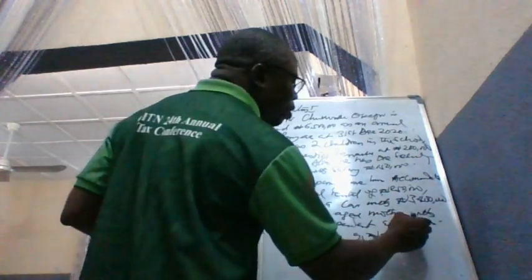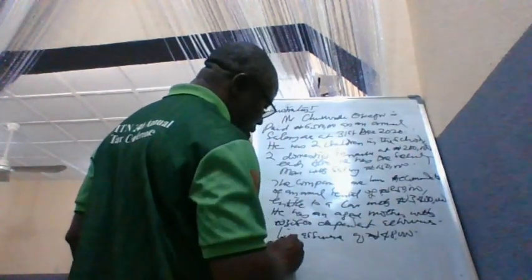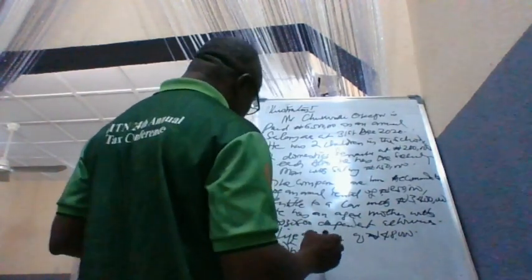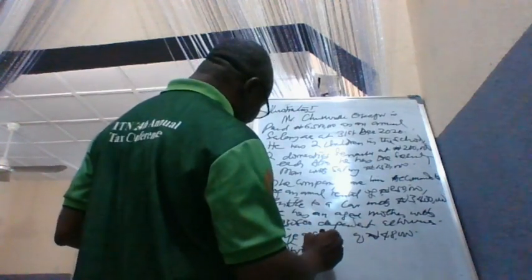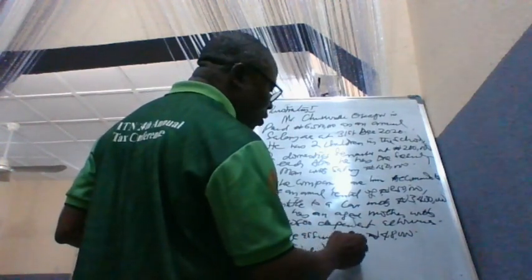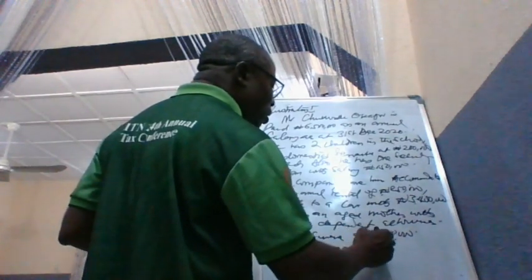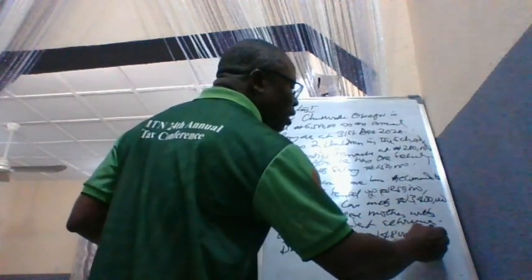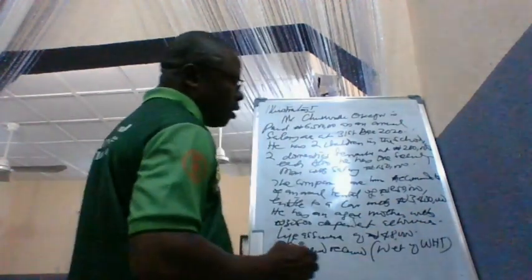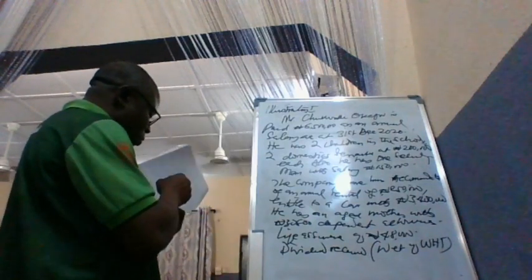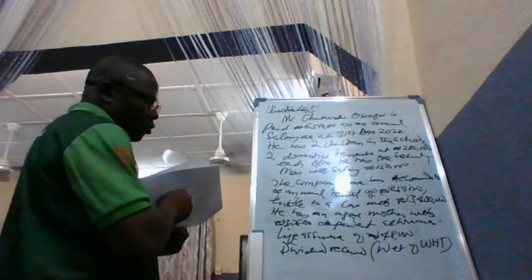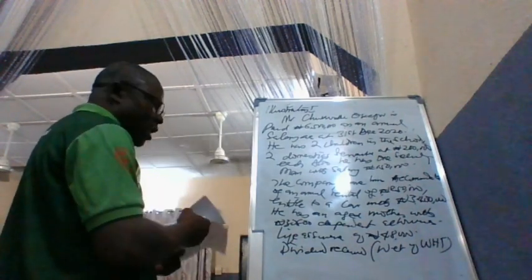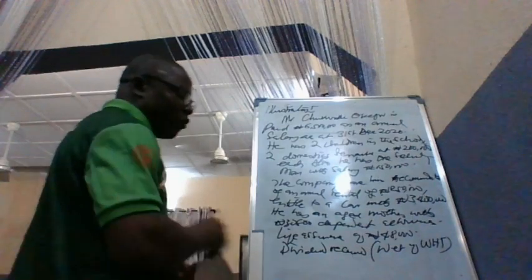But note that he received dividends at net. Dividends received net of withholding tax means that this tax has been deducted directly from the company. So he will be entitled to 90% of that dividend.